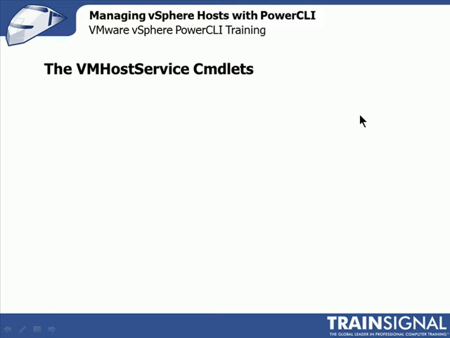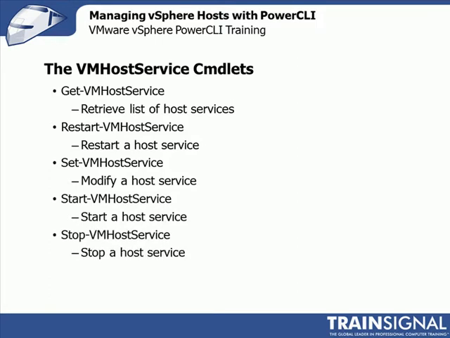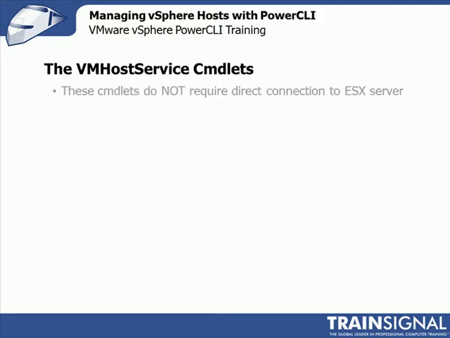So we have a set of commandlets called the VMHostService commandlets. That is the string that they all have in common. First one is Get-VMHostService. It's going to retrieve that list. Restart is going to restart a host service. Set is going to modify one. And of course, we've got Start and Stop to manually perform that action. These commandlets, unlike the VMHostAccount commandlets, do not require a direct connection to an ESX server, so it makes them a little easier to work with.